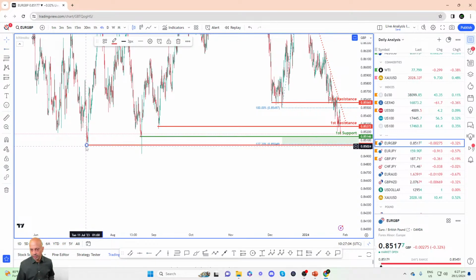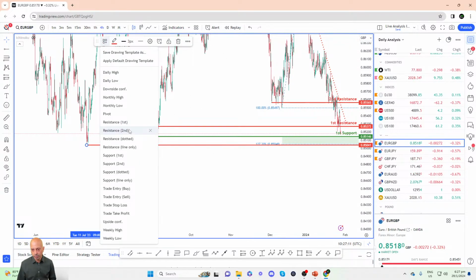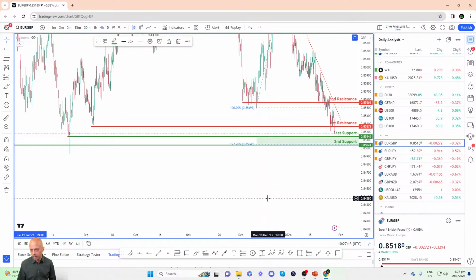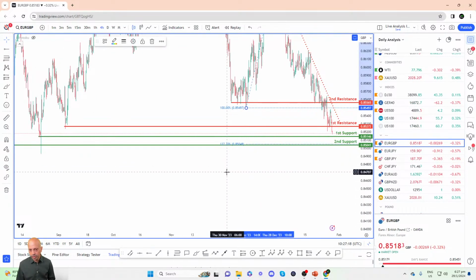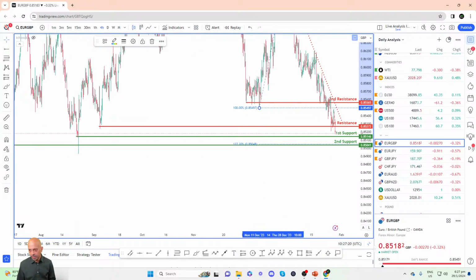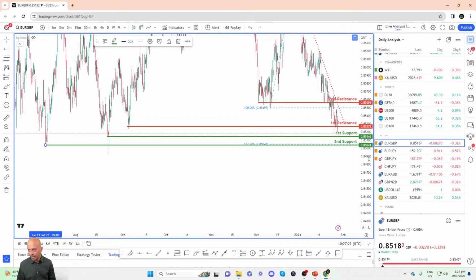Second support, okay, then I would use this here. For the second support, we see price making a very significant swing low here on 11th of July as well. So I'm going to use this level to help us identify the second support for euro pound, and I'll get rid of this. So the 127.2% Fibonacci extension adds significance to the second support here at 85.04.